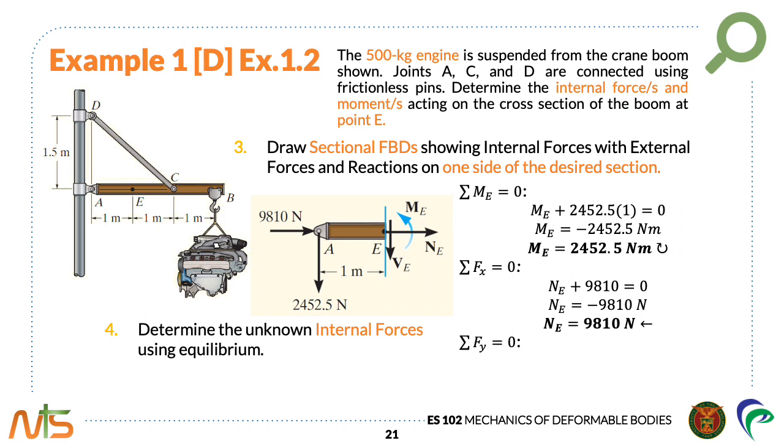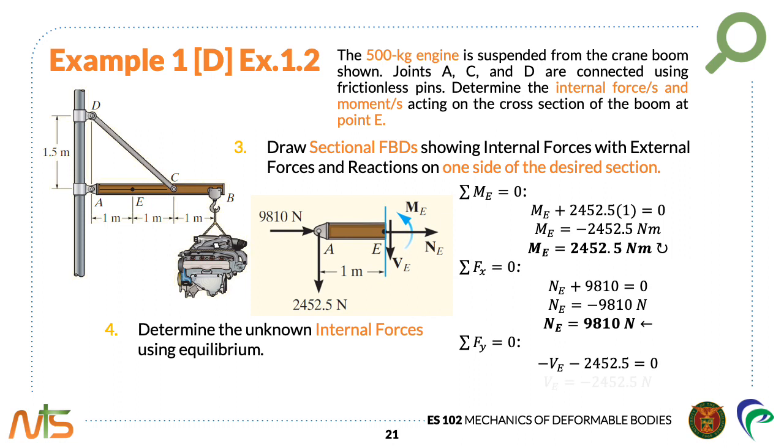And then lastly, we have the summation of forces about the y-axis equal to 0. So we have VE, the shear force at point E, that is negative since it is going downwards. We also have the 2,452.5 newton force at point A. Again, it is negative since it is going down. Again, equate it to 0.